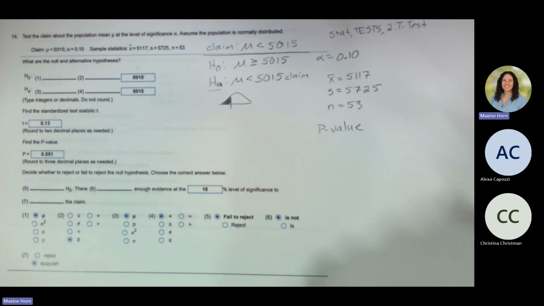I don't think I gave you that formula because we did it in the calculator. I should probably give you that formula. Honestly, I don't remember it off the top of my head. That's fine. Let's just look it up real quick.